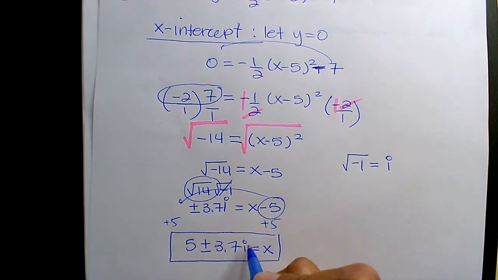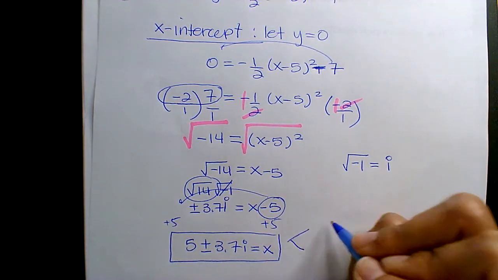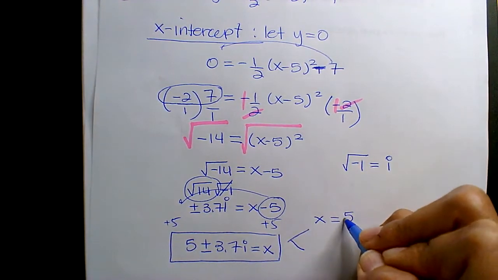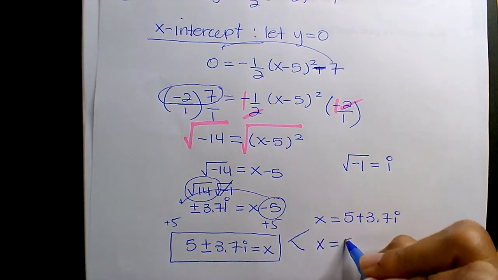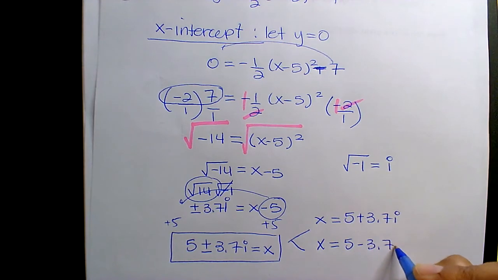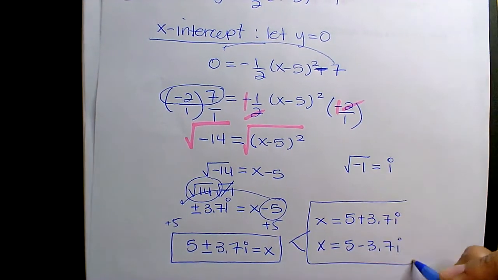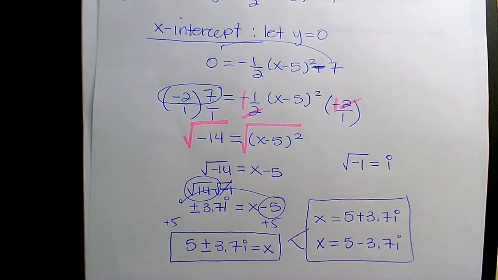You can write them separately if you like. So if you want to write them as two roots, 5 plus 3.7i, 5 minus 3.7i, you may, but it's the same thing. You cannot go 8.79 or 2.79. You can't do that. The 5 is a real number. The 3.7 is an imaginary component.